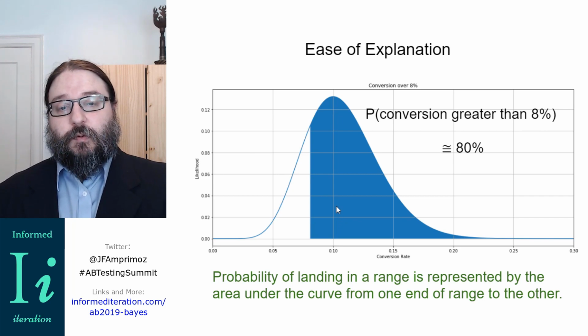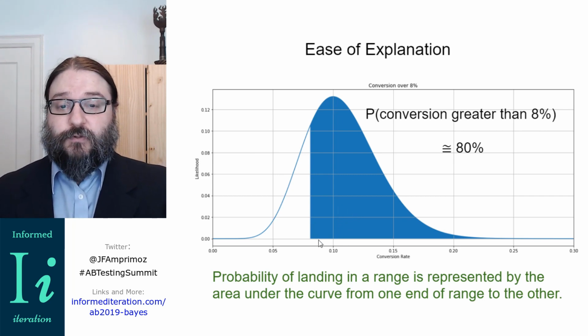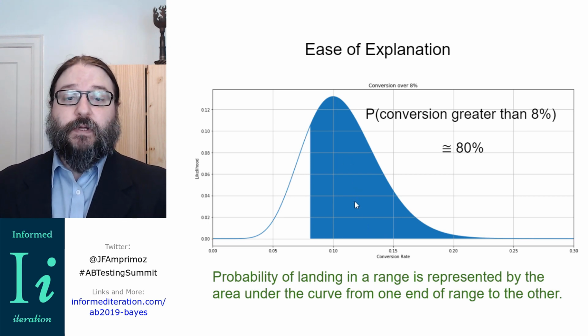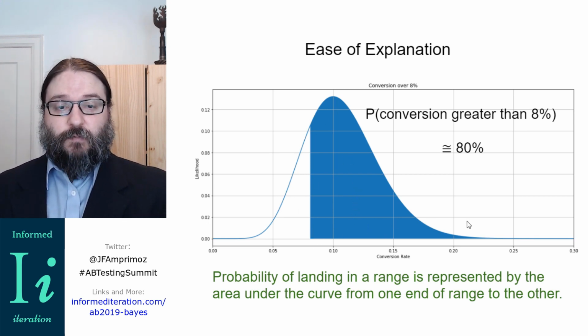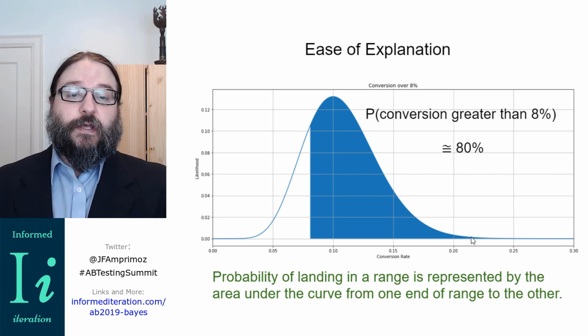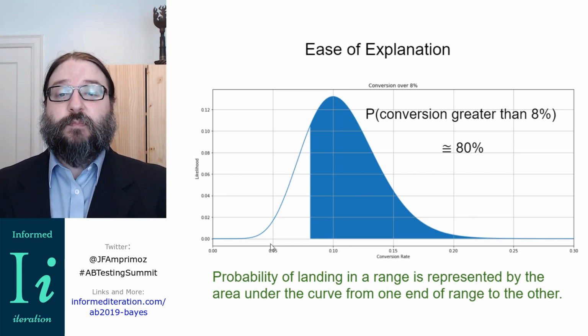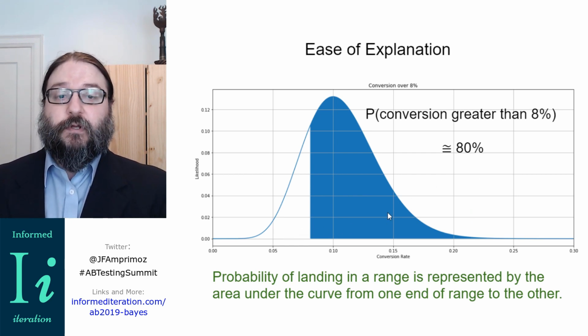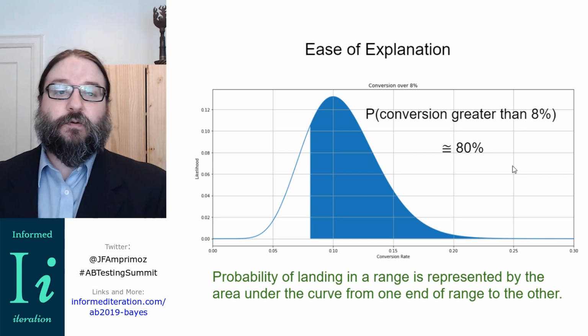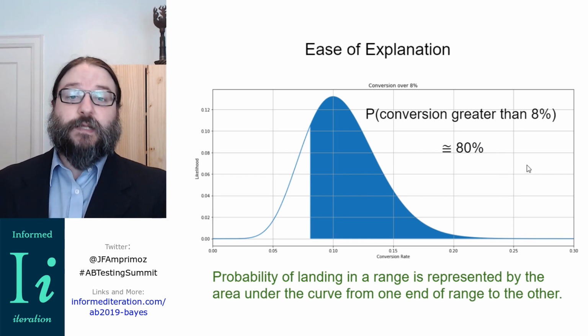If we want to know a probability of the conversion rate being in a certain range, we can take the area cut off by that range. So we take the area above 8% under the curve, and that ends up being 80% of the area under the curve. Now we know that the probability of having a conversion rate greater than 8% is 80%.